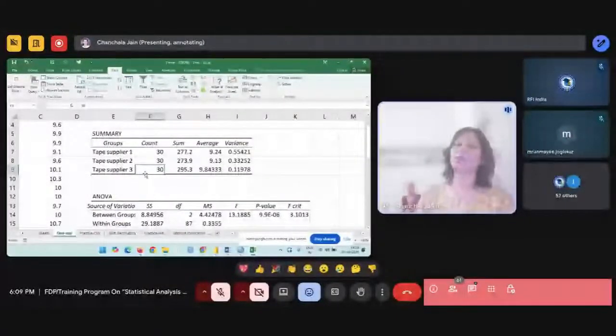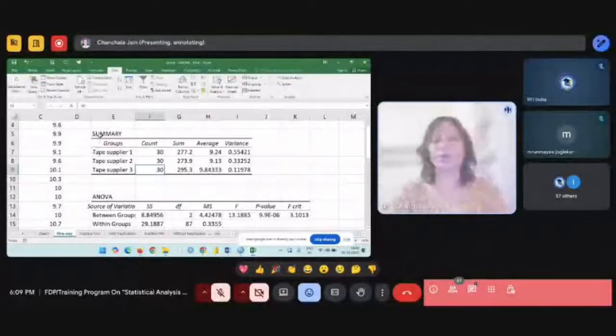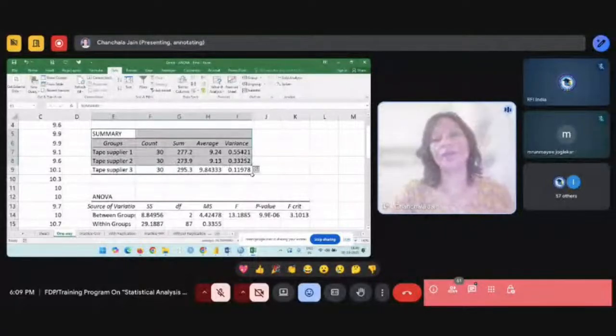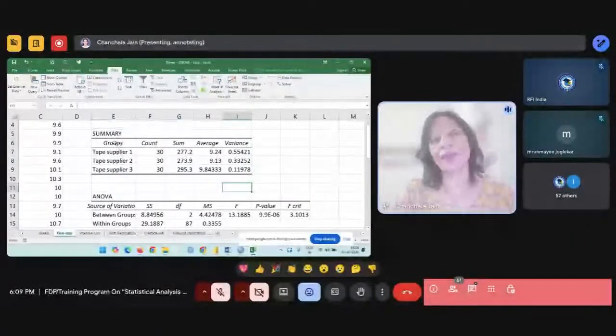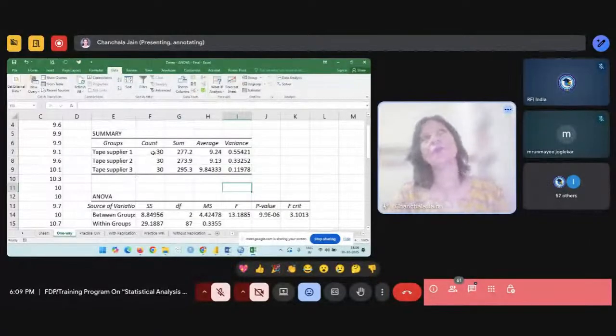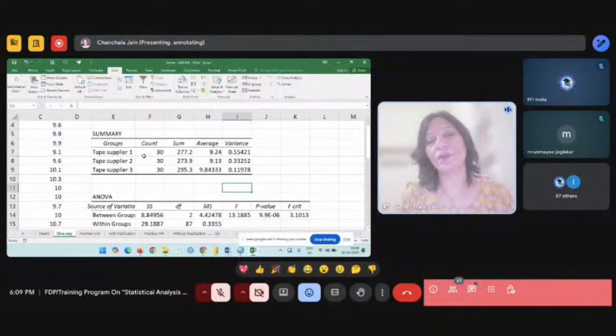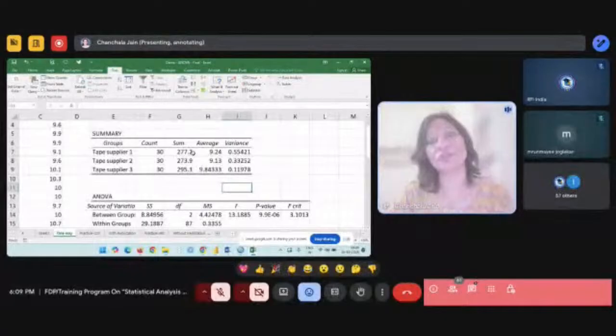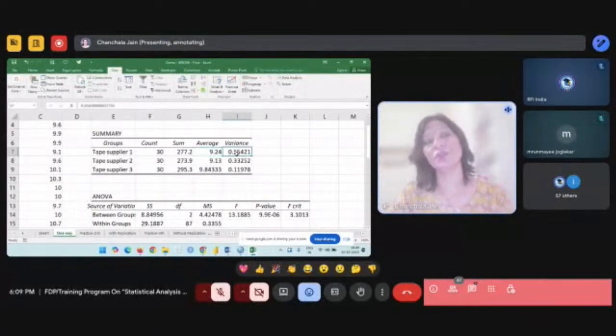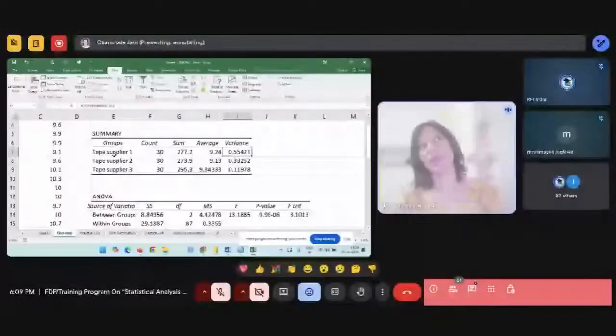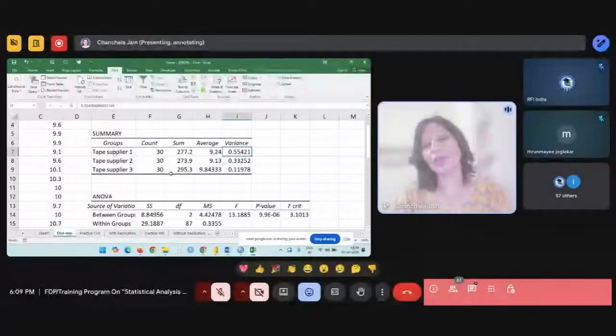You can see, firstly, we are getting a summary table, right? In the summary table, we have the 3 suppliers listed here, 3 groups of suppliers. Per supplier, we have 30 observations. Then it is the sum of tape strength from the 30 tapes we have taken of supplier 1, whatever the strength of the tapes given to us, we have added them. So this is the sum of the tape strength, this is the average tape strength, and this is the variance in the tape strength received from supplier 1. Likewise, you can read for the remaining suppliers.